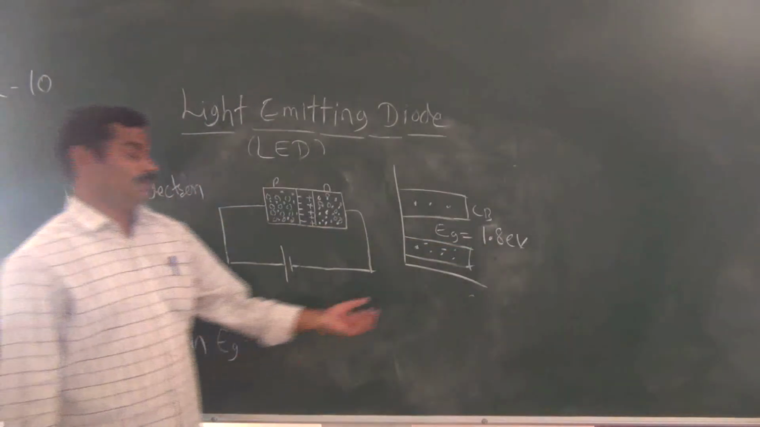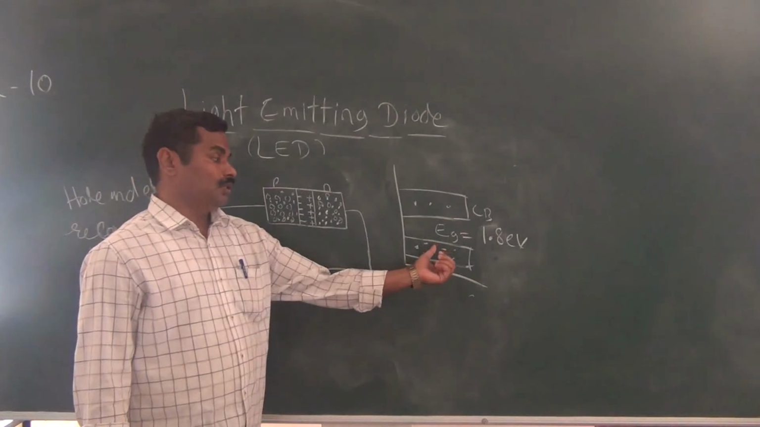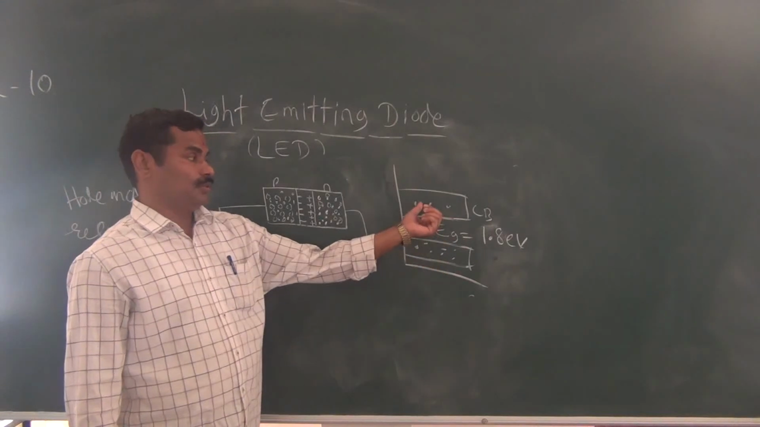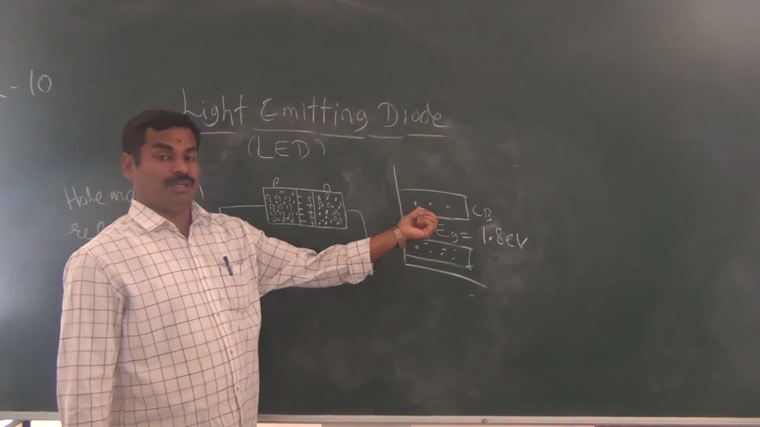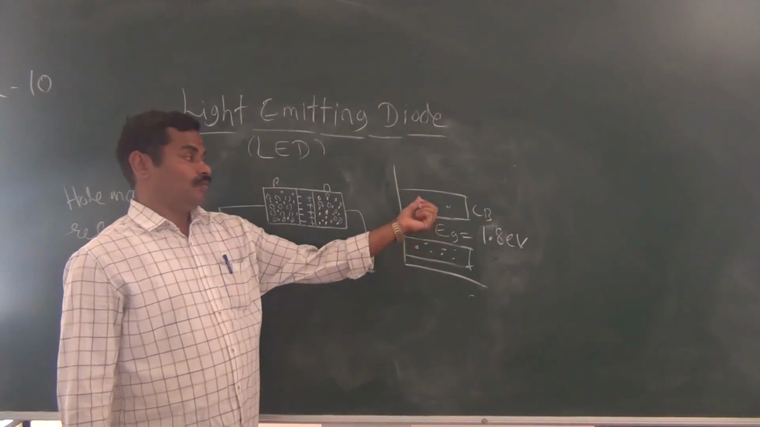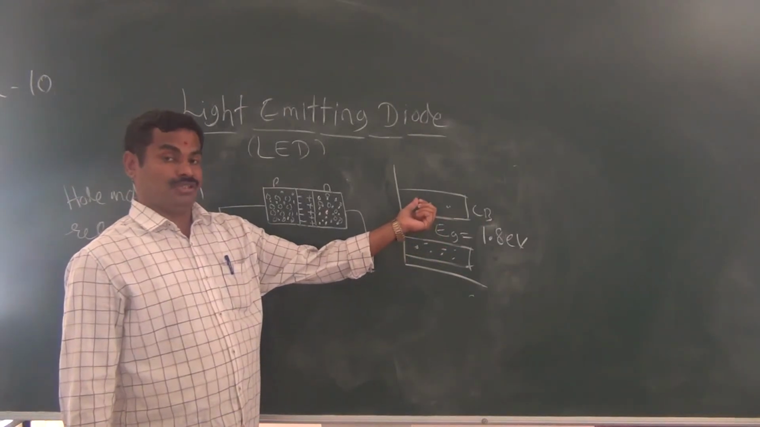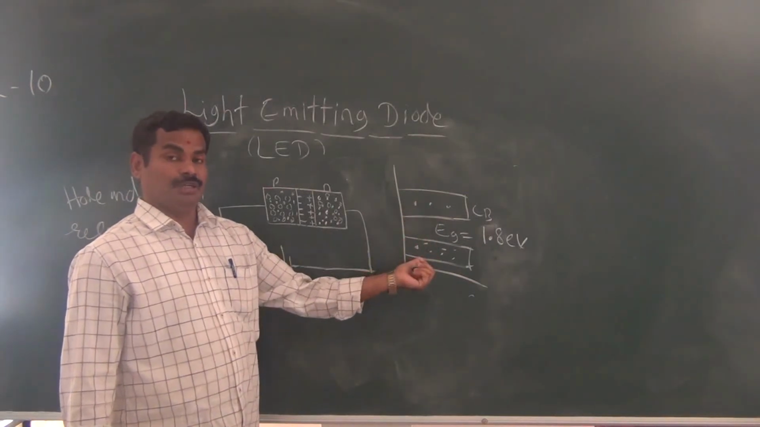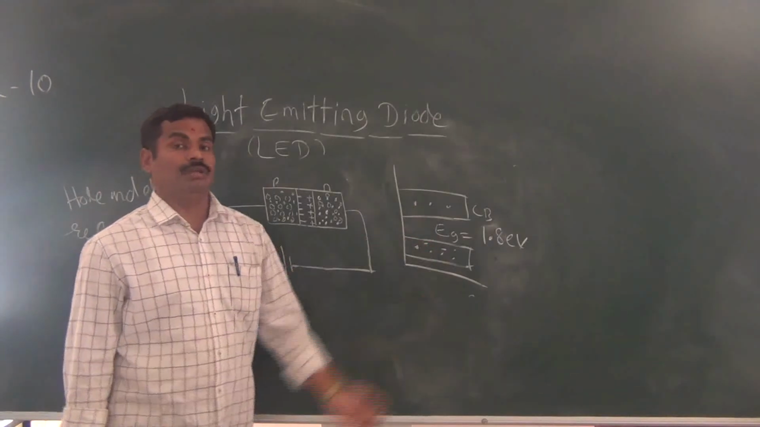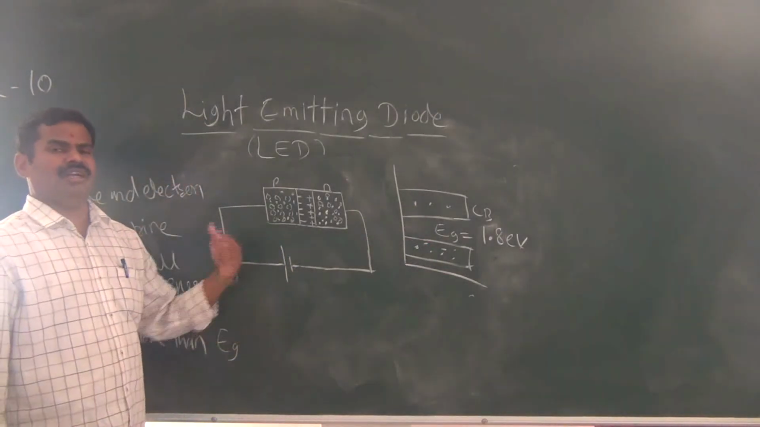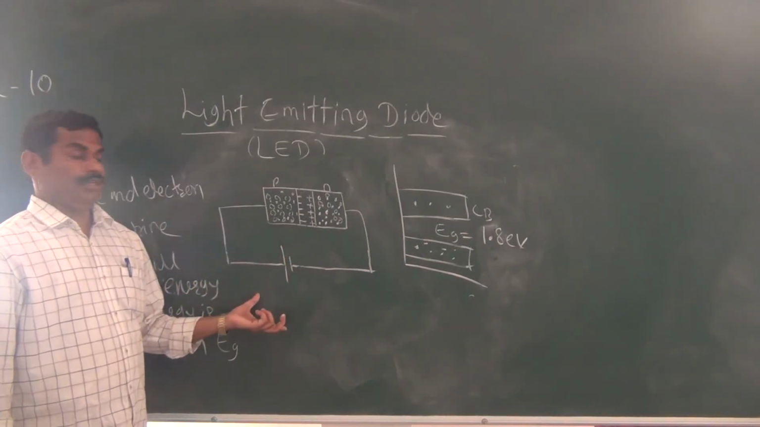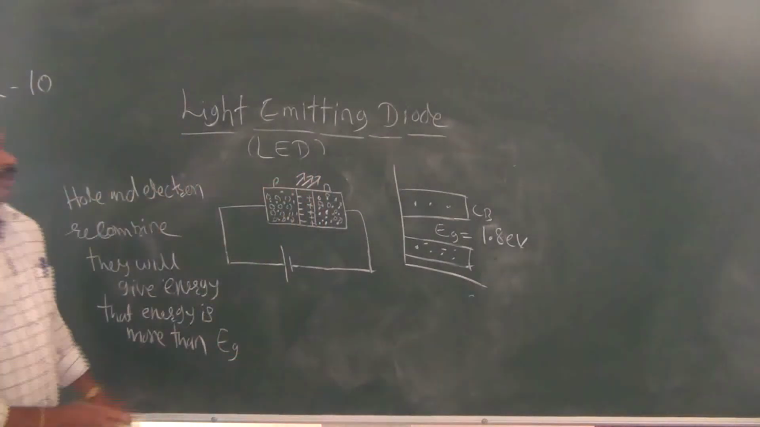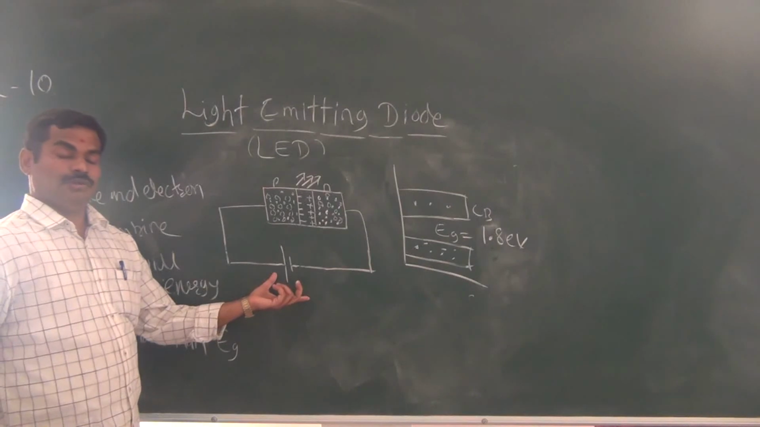Because of such a semiconductor, what happens? Whenever the electrons recombine, the electrons move from the conduction band towards the valence band on the p side, and there they recombine with holes. This electron-hole recombination gives energy in terms of photons, radiating energy in terms of light. That is, the diode is emitting light.